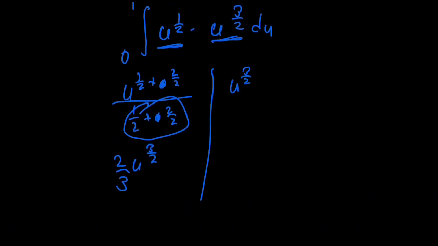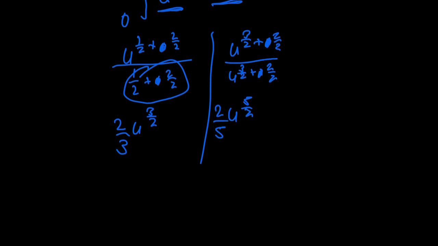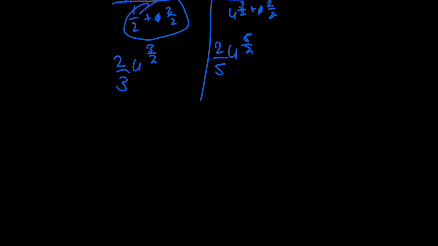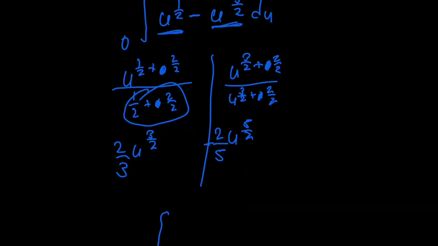Great, and then let's do this one now. So u to the 3/2 plus 1 divided by 3/2 plus 1. We can change the 1 to 2/2. This one also to 2/2. So we get u to the 5/2. And then since it's divided by, we can take the reciprocal again, so it's 2/5 u to the 5/2. Then we can combine these, and be sure to put the negative sign. There's a negative sign there.